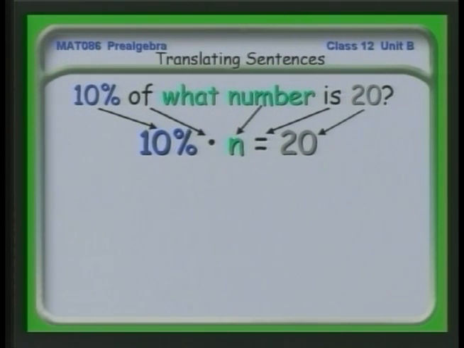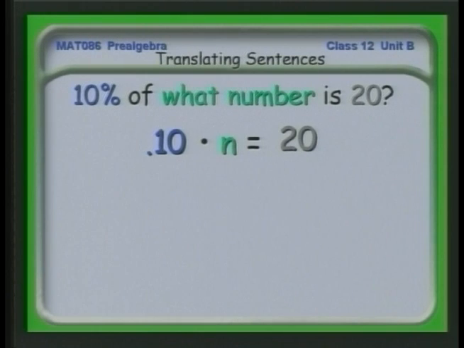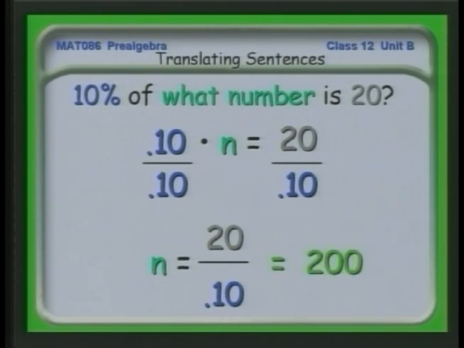10% of what number equals 20? Now we can do the math, but of course first we need to change the 10% to a decimal. I get 0.10 times n equals 20. There's an equation. 0.1 n equals 20. How do you usually handle these equations? We need to get n by itself. When I do this, I need to divide both sides of that equation by 0.10. When I do that, I have n then is equal to 20 divided by 0.10. When I work this out, it's equal to 200.